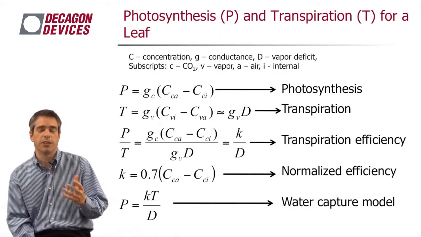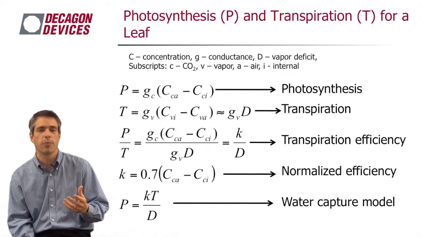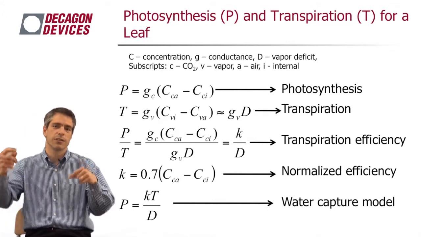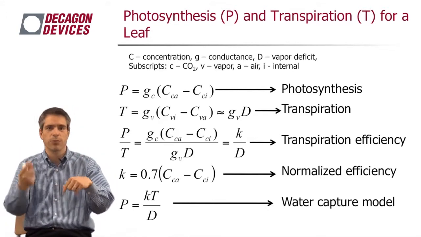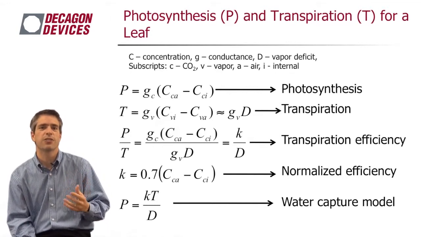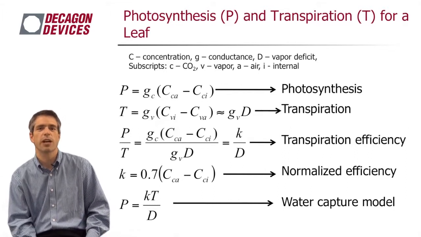Now, it's probably not something that comes as a surprise that water vapor and CO2 move in concert with each other. It's not like in that diagram where one goes out and one comes in. They're going together. And so to analyze this, we can start to put some of these equations together. First of all, we can talk about how to calculate photosynthesis.